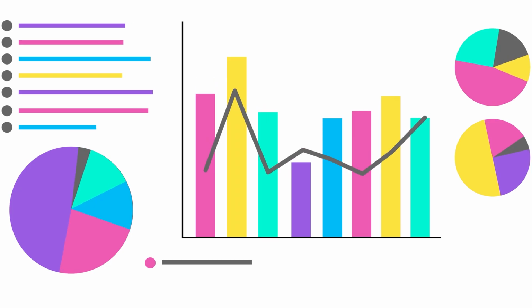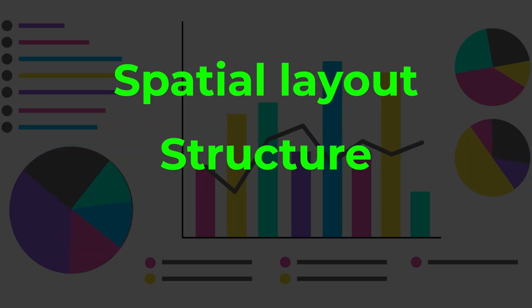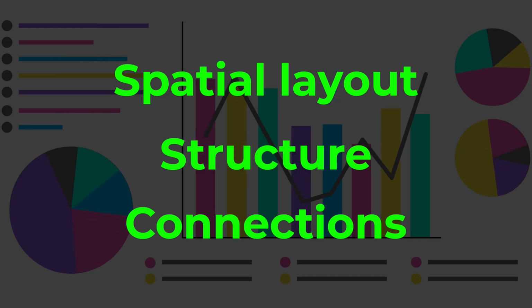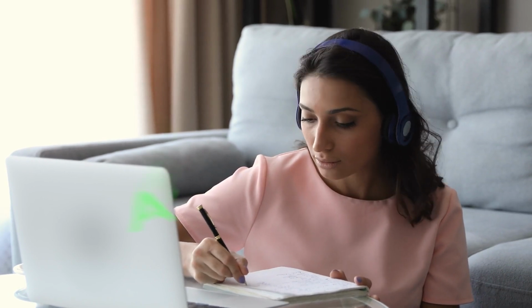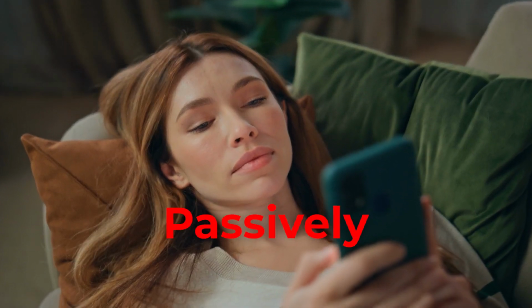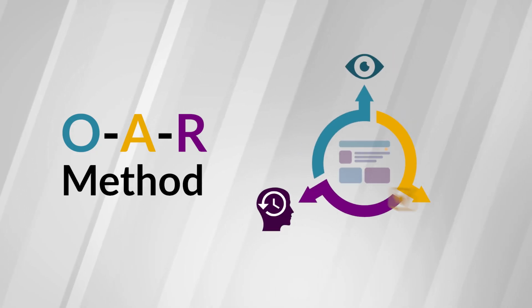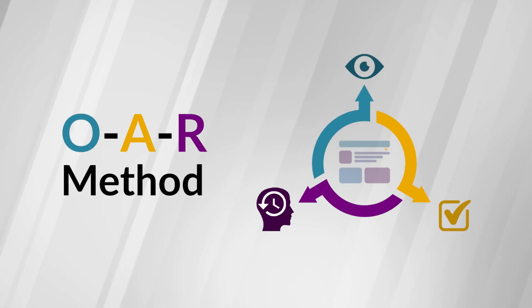Visual format gives your memory real advantages. Spatial layout, structure you can see, and connections between ideas that are visible instead of buried in paragraphs. But those advantages only activate when you engage with the material actively, not just by looking at it passively. That's where OAR comes in. 3 steps, a few minutes, and you actually remember and use what you see. Let's go through this step by step.